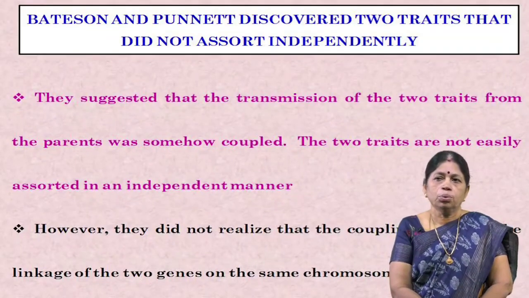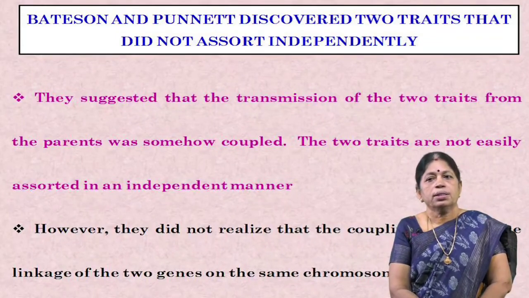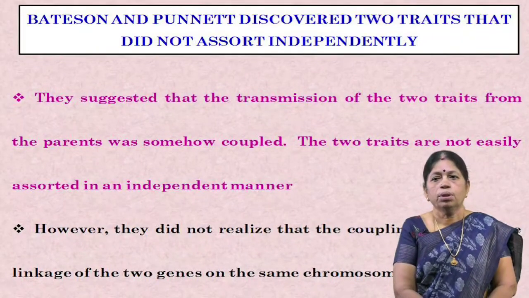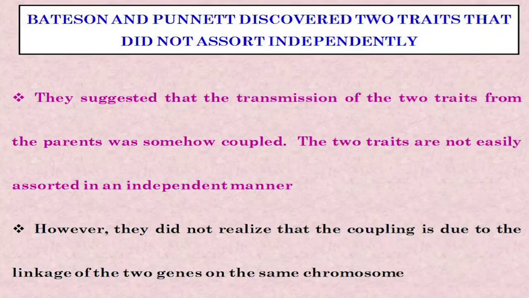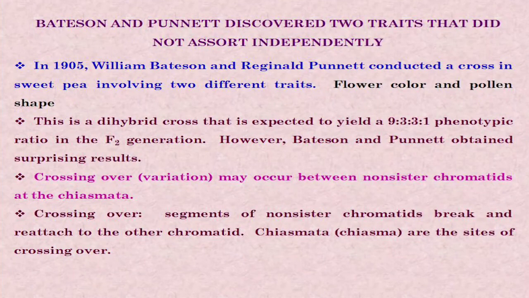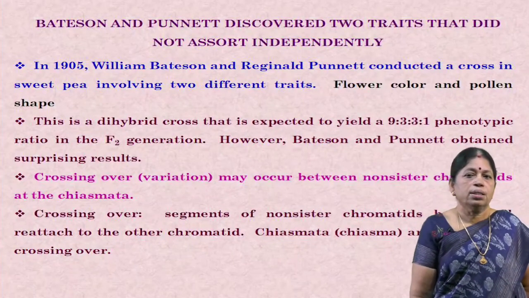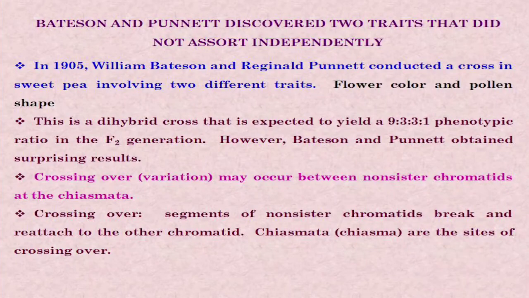Bateson and Punnett discovered 2 traits that did not assort independently. They suggested that the transmission of the 2 traits from the parent, that is, 2 characters from the parent, were somehow coupled. So the 2 traits are not easily assorted in an independent manner. However, they did not realize that the coupling is due to the linkage of the 2 genes on the same chromosome. Bateson and Punnett experimented with a dihybrid cross that is expected to yield 9:3:3:1. But during the interaction of genes, we cannot get this 9:3:3:1. We get various different ratios, like with duplicate genes and suppressor genes, which have various different types.